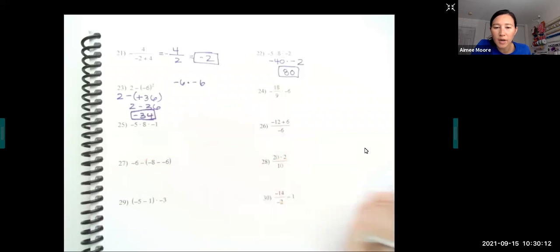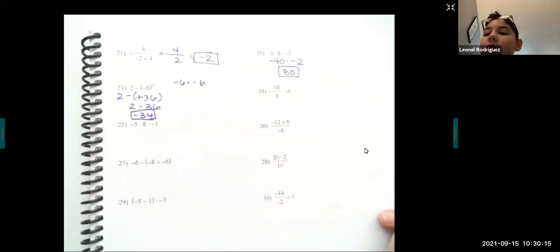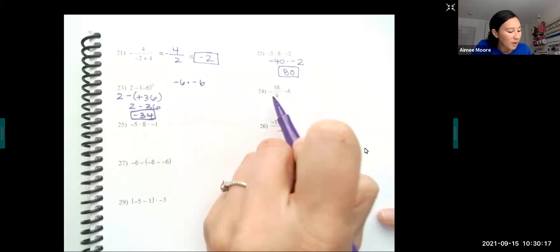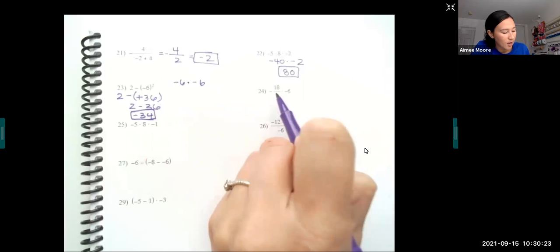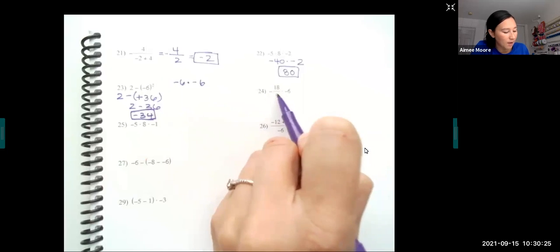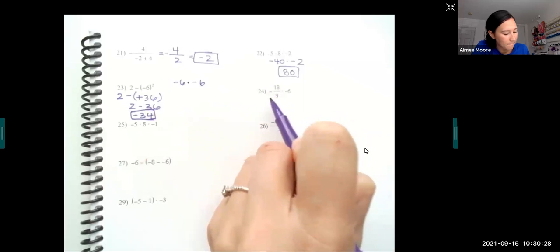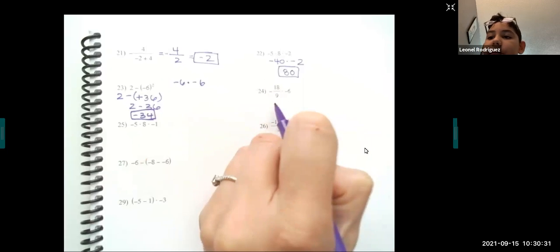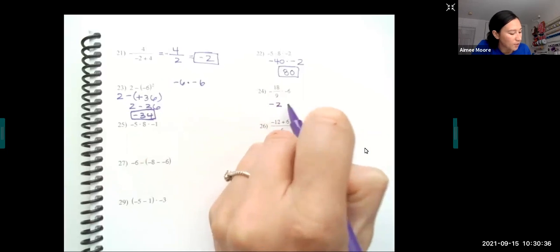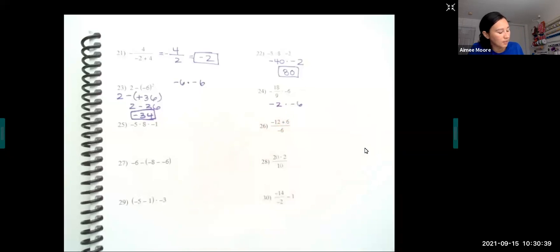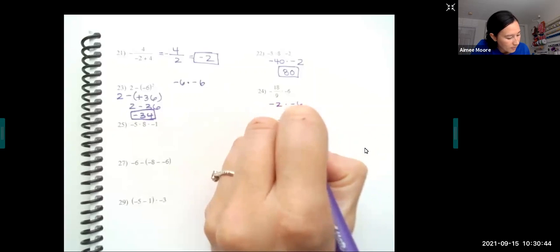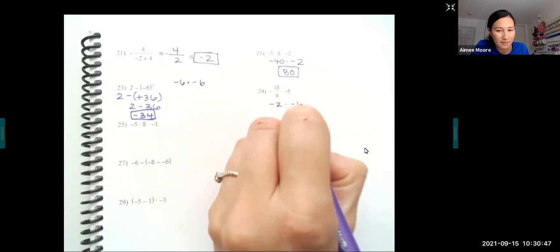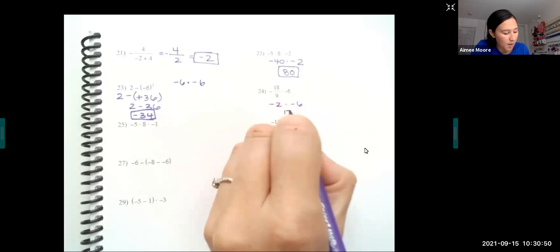Do you want to try number 24, Lionel? Okay. So remember, we have to do parentheses and exponents first, which we don't have. So then we do our multiplying and dividing. So let's start with the dividing here. What's negative 18 divided by 9? That equals 9. No, 2. Yes, there we go. So negative 2, and then we still have our times negative 6. So negative 2 times negative 6 is positive 12.